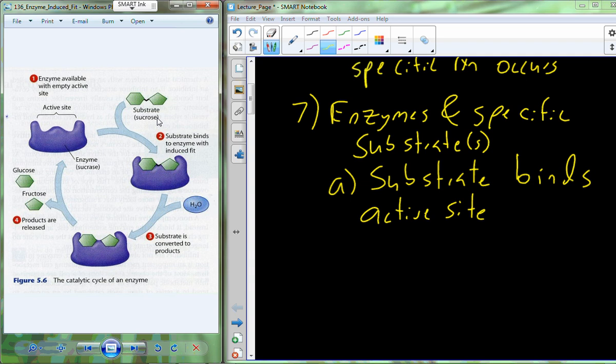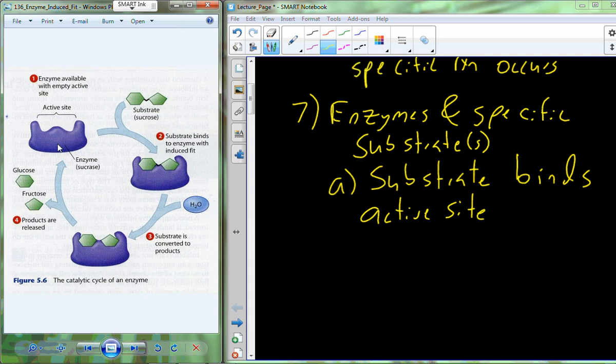High enough concentrations of sucrose will cause increased interaction with this enzyme, sucrase. That interaction forms, and this induces the fit. This creates the active form of that enzyme that's going to catalyze the reaction when that sucrose molecule binds at the active site. Okay? So it's a protein.